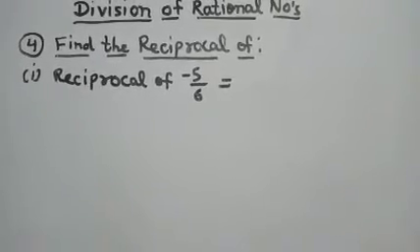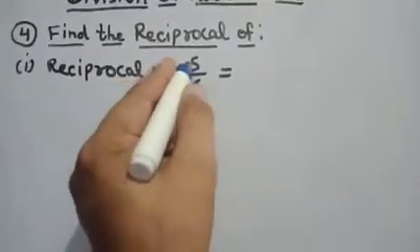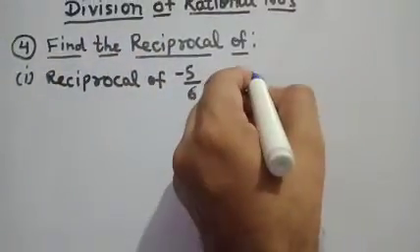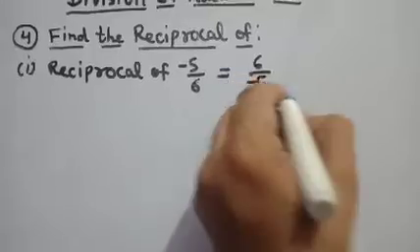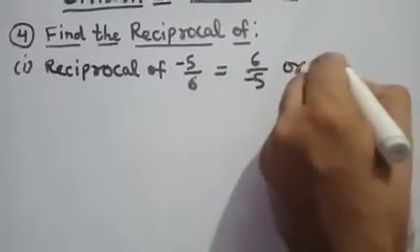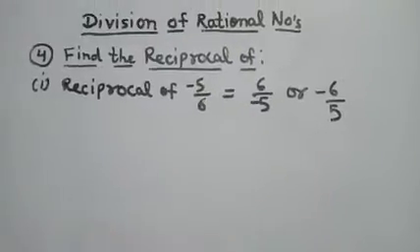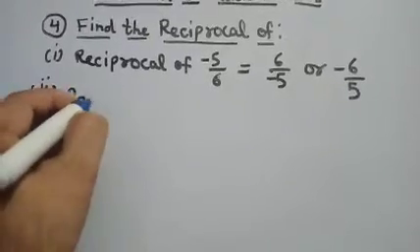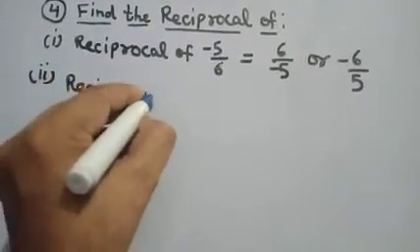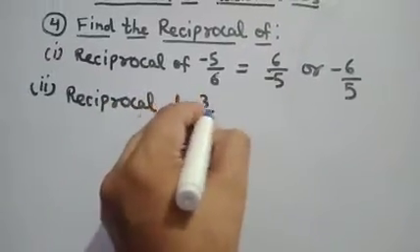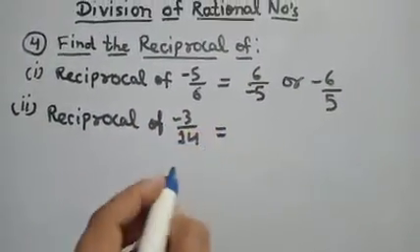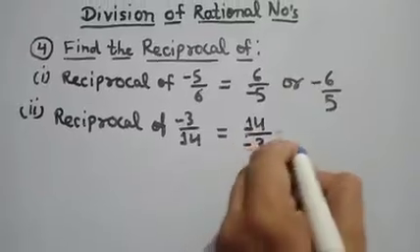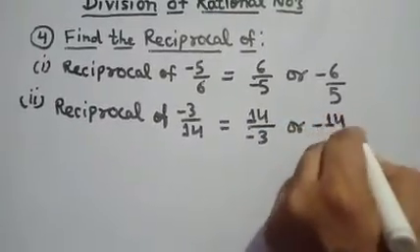So student, the next question: find the reciprocal. Reciprocal of -5 upon 6. As you know from the previous video, you reverse the numerator and denominator. This is called 6 upon -5 or -6 upon 5. Both are correct answers. Now the second part, reciprocal of -3 upon 14. So as you reverse the order, this is 14 upon -3 or -14 by 3.